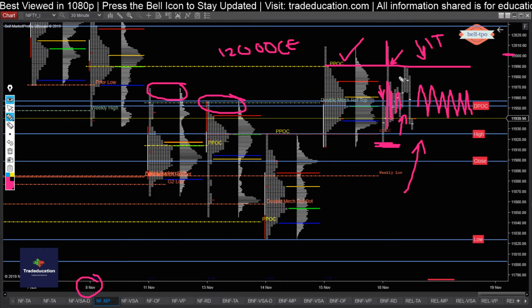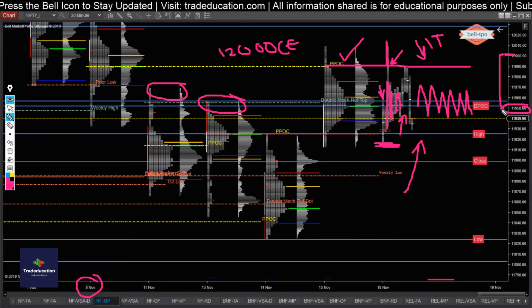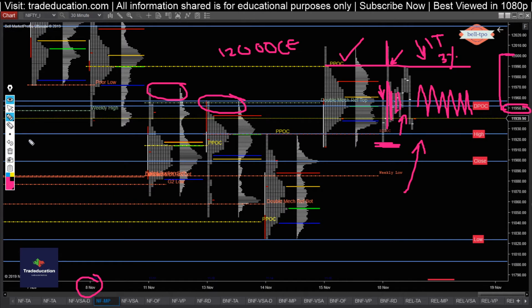So then I exited around this level at 11,950. Around 50 points is premium writing, or theta. That is what I was able to capture from the intraday levels. So I made about 3% today, and I'm pretty happy.